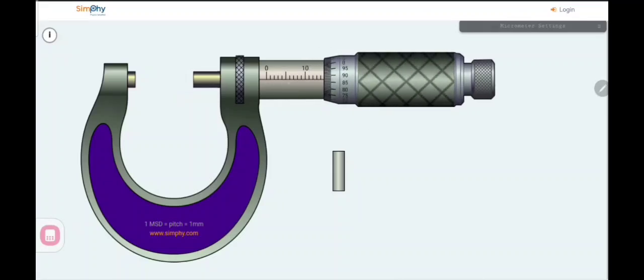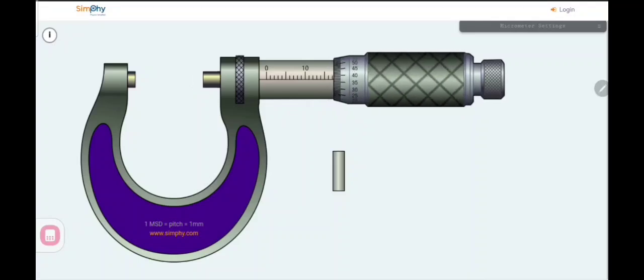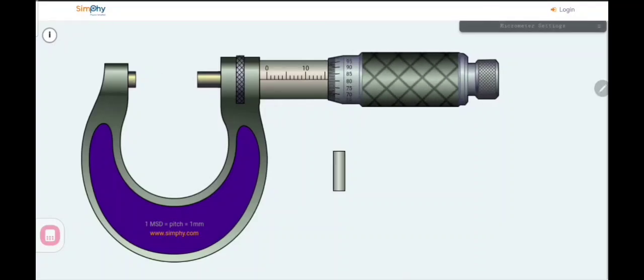You can see the horizontal scale or this linear scale or pitch scale. All are same. Usually we call it pitch scale. And this one is circular scale, also called head scale. So this is screw. This entire part is nut, and this part is a stud. The gap between stud and screw can be known by taking reading on the screw gauge.